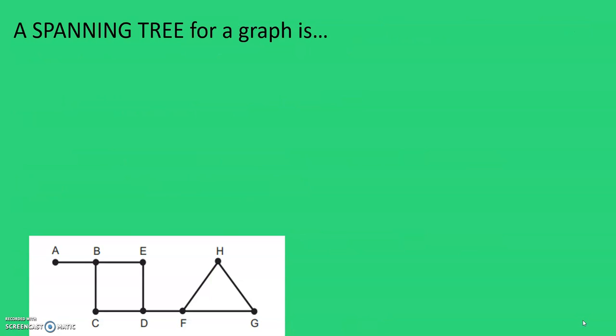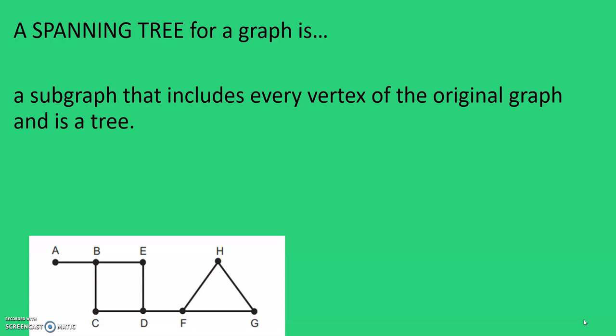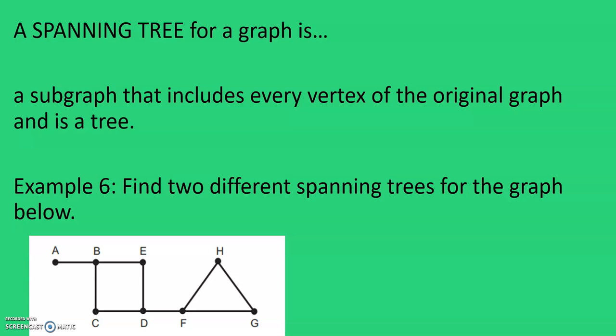A spanning tree for a graph is the subgraph that includes every vertex of the original graph and is a tree. Example 6 is find 2 different spanning trees for the graph below. So we want to keep all of the vertices but eliminate edges to make it a tree.